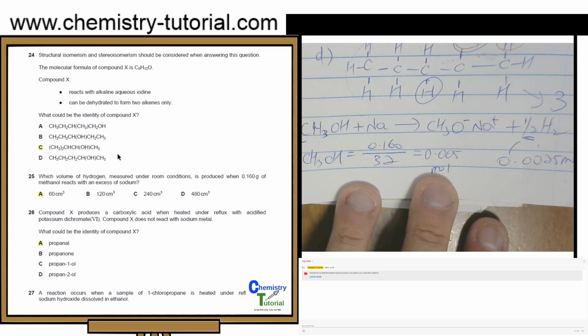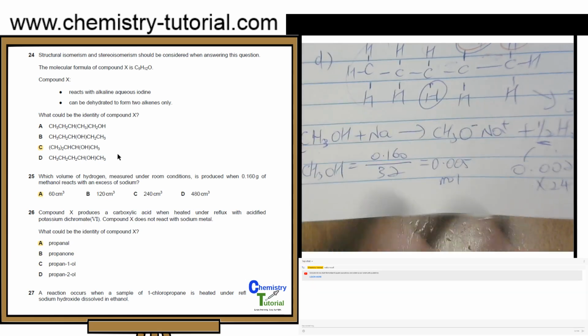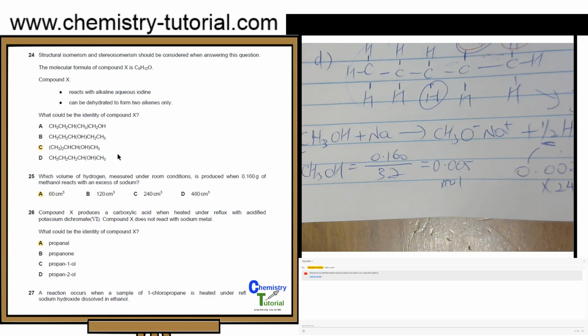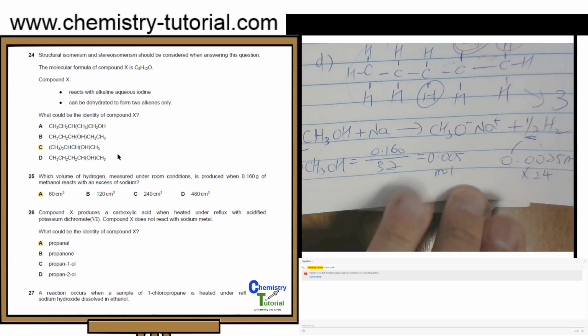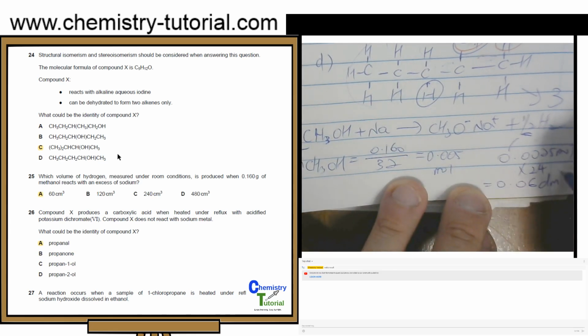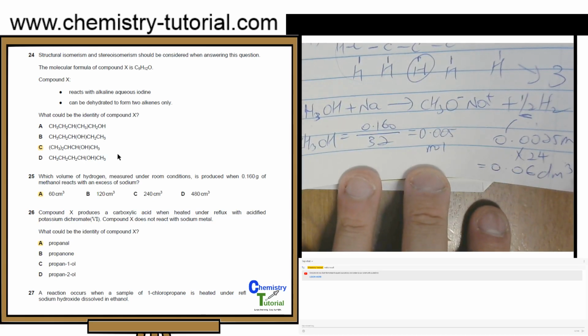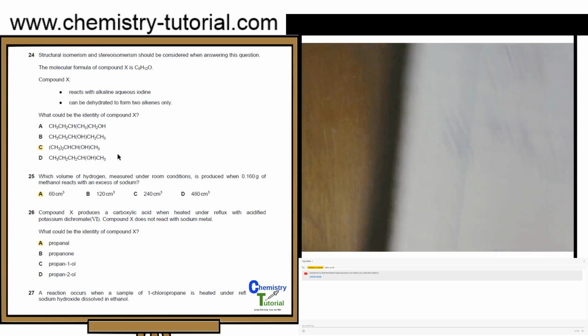Since it's under room conditions, the molar volume at room conditions is 24 dm cubed. So we multiply by 24 dm cubed. So 0.0025 multiplied by 24, and what we have is 0.06 dm cubed. Convert to cm cubed, and it will be 60 cm cubed. Hence, the answer is option A.